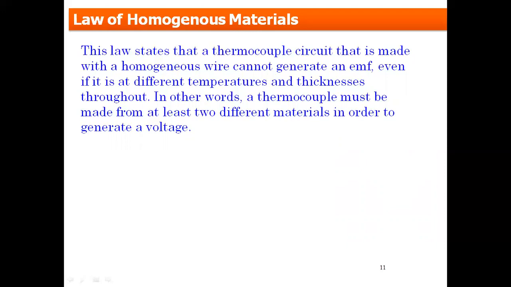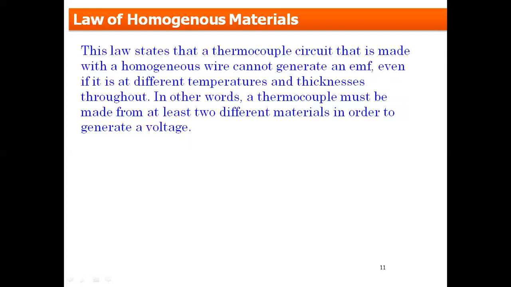Then the law of homogeneous material. This law states that a thermocouple circuit that is made with a homogeneous wire cannot generate an EMF even if it is at different temperatures and thicknesses throughout. In other words, a thermocouple must be made from at least two different materials in order to generate a voltage. Now this is a very important point: if you think that you can simply change the thickness of the wire and use it to make a thermocouple, no. If it is a homogeneous material, that is, if the two metals are the same, then there will not be any voltage produced at the junctions with the change in temperature.